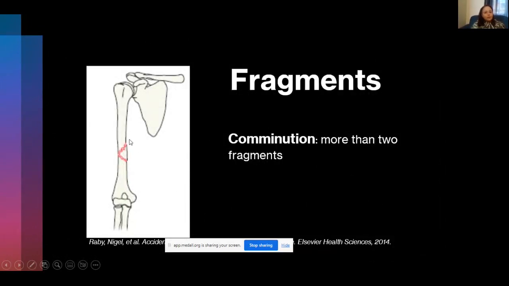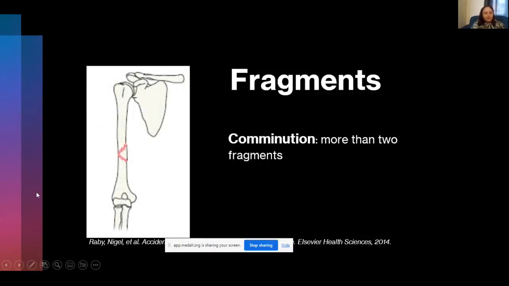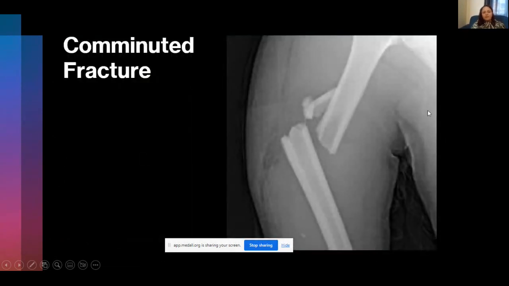Fragments. Is it a comminuted fracture or non-comminuted fracture? What does that mean? So in this fracture, there are only two fragments of broken bone, 1 and 2. So this is not a comminuted fracture. But look at this diagram. It means that 1, 2, 3, more than 2 fractured fragments is called a comminuted fracture. That's an example. It's 1, 2, 3, and possibly 4 fragments. So that's a comminuted fracture.